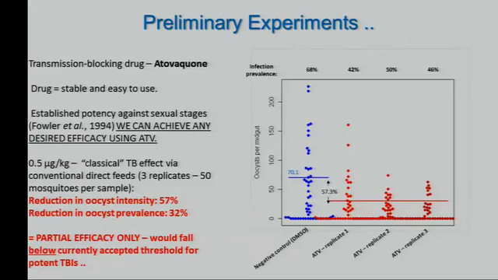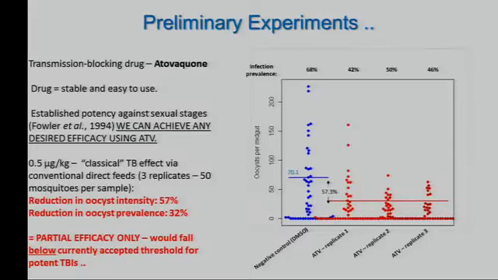So as an example, with our initial experiments, we picked a dosage of 0.5 micrograms per kilogram, and we did a classical transmission blocking effect using direct feeds. You can see the results here. In blue is our negative control with no drug, and the red is through replicates with our drug. Number of oocysts per mg is along the side, and infection prevalence is along the top. In summary, we see a reduction in oocyst intensity of 57% and a reduction in prevalence of 32%.